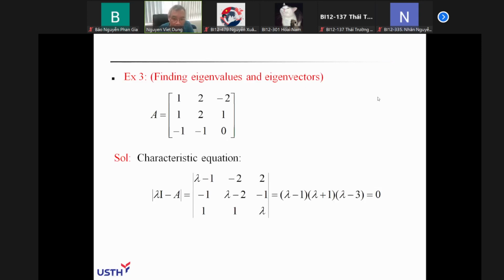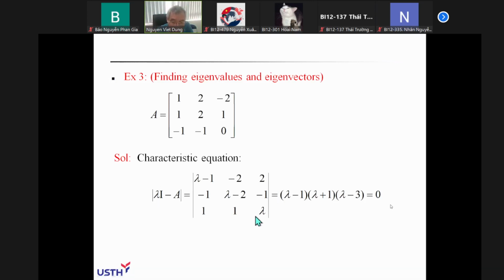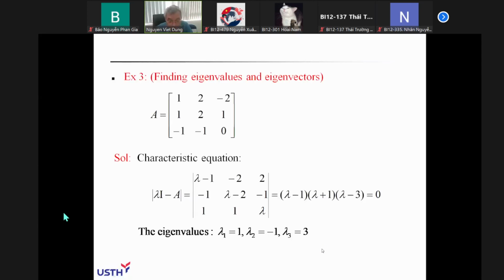The next example is just a little more complicated. I consider A to be the 3 by 3 matrix like that. First we find the eigenvalues. The determinant of lambda I minus A is that, and we write down the characteristic equation. We get something like that. From here you get 3 eigenvalues. The first one is lambda 1 equal 1. The second one is lambda 2 equal minus 1. And the last one is lambda 3 equals 3. So we have 3 eigenvalues.